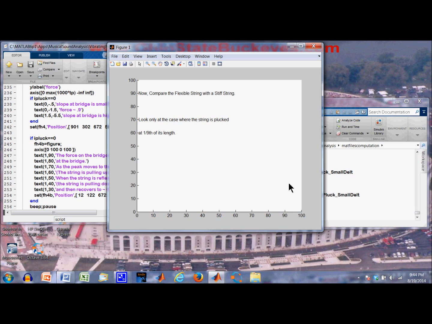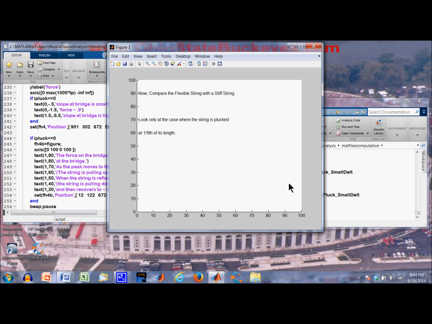Okay, we're going to continue now by comparing the flexible string with the stiff string for the case where it's plucked at 1/9 of its length. Because of the more challenging problem for the stiff string, I chose to solve the differential equation, which is now 4th order instead of 2nd.